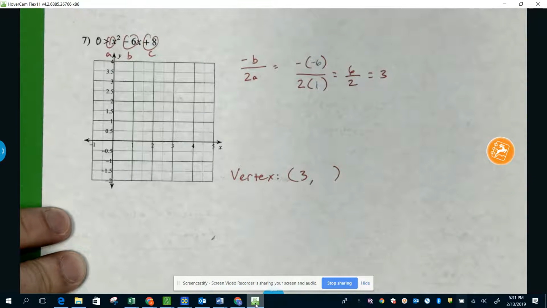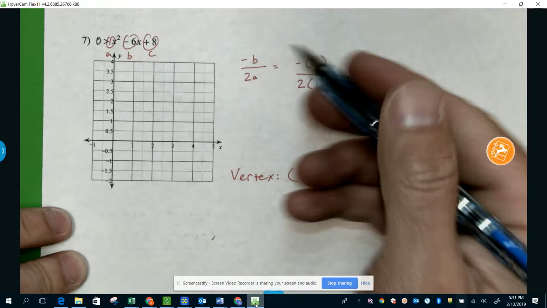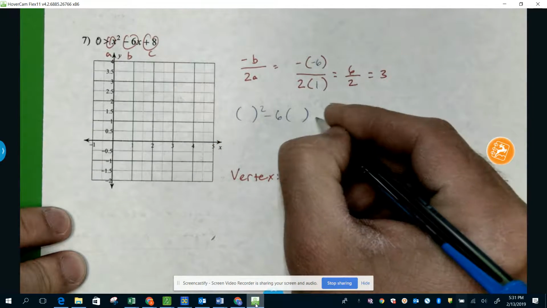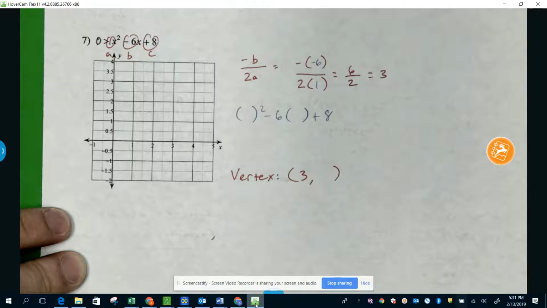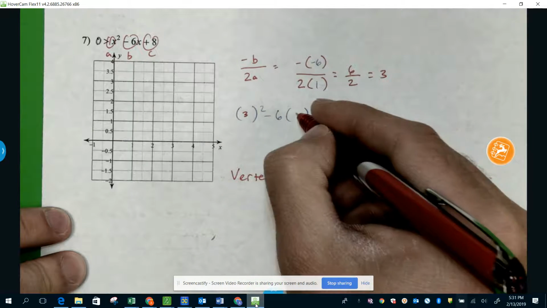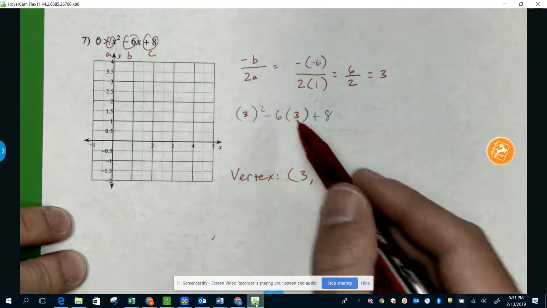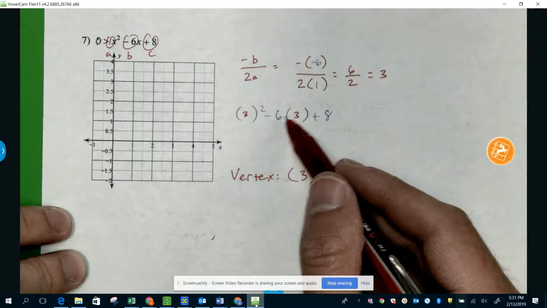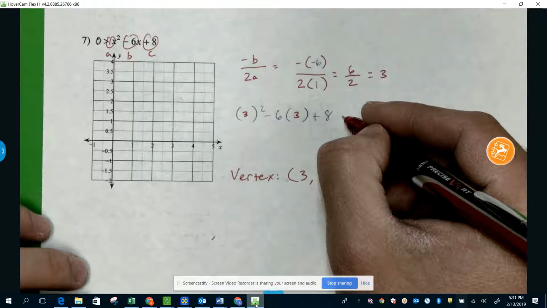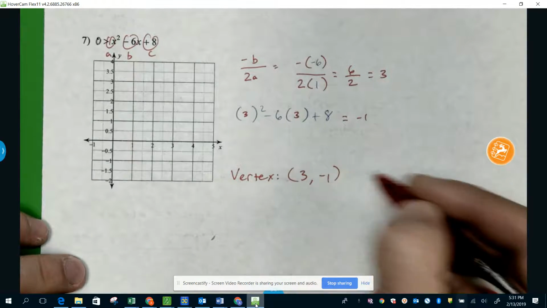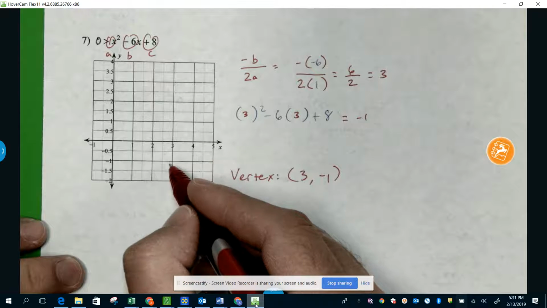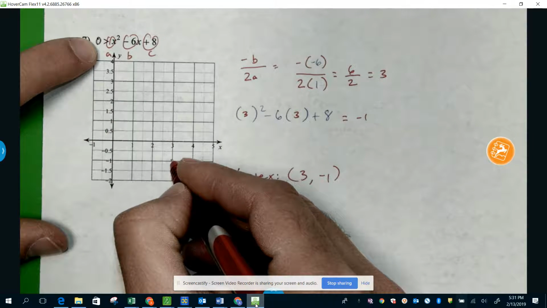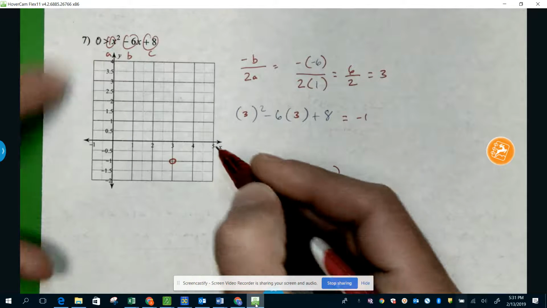Now I'm going to plug that 3 back into the original equation to find the y value. X squared minus 6 times x plus 8, plugging 3's in for those x values. 9, negative 18. So that's negative 9 plus 8, negative 1. So the vertex there is positive 3, negative 1. Now this does not have equal to. Positive 3, negative 1 is the vertex, but it's not equal to, so it needs to be an open circle.